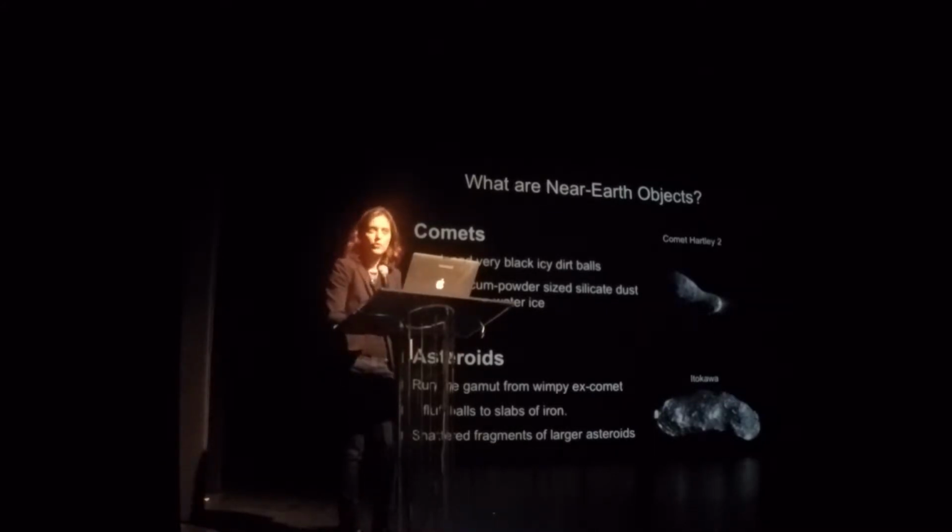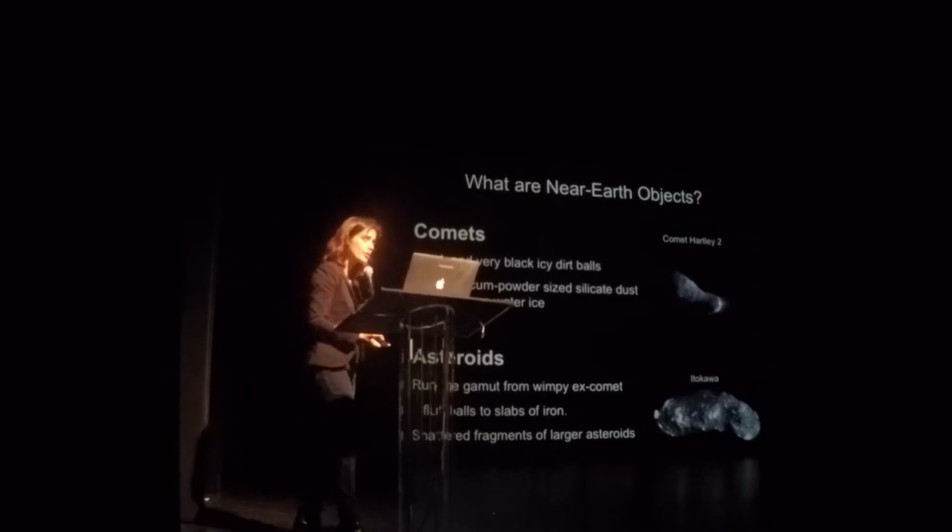On the other end of the spectrum, you have the objects that are not as volatile-rich. They don't have the ices to the same degree, and these are what we call asteroids. Basically, they're rocks, but they're broken up, shattered. They've sometimes been produced by multiple collisions with one another. And there's quite a variety of them.